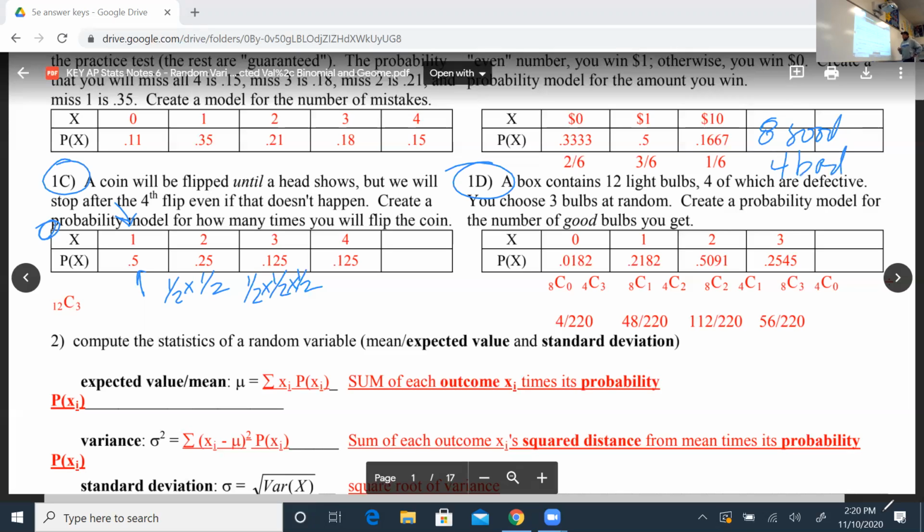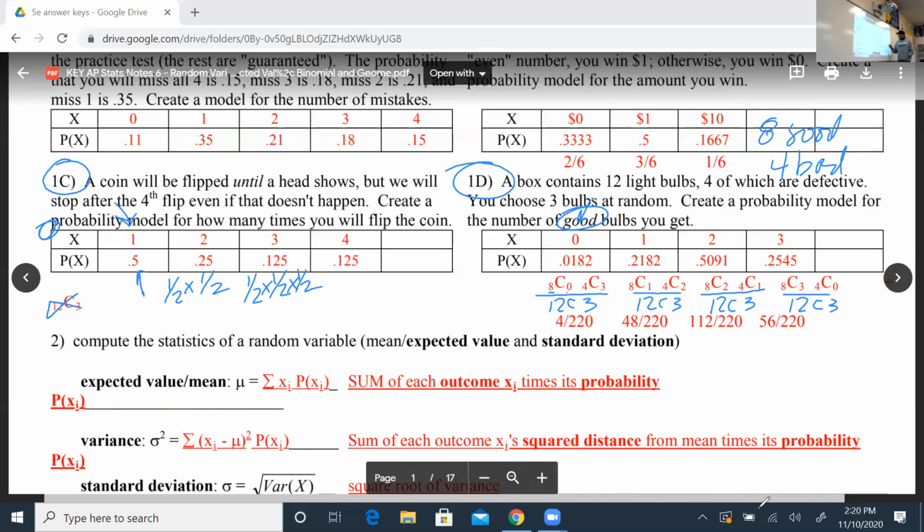Okay, so the probability, I need to write this, so this 12 choose 3 down here. Every one of these is divided by 12 choose 3, because there's 12 light bulbs and you're going to choose 3 of them. So that's the denominator every time. For the first one, 0, that means how many good bulbs you get? Of the 8 good bulbs, I chose 0 of them, times the 4 bad ones, where I got 3 of them.